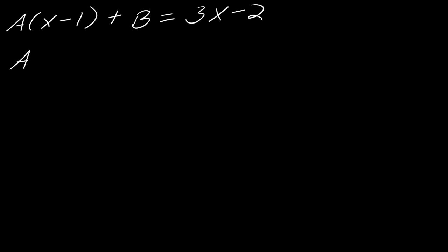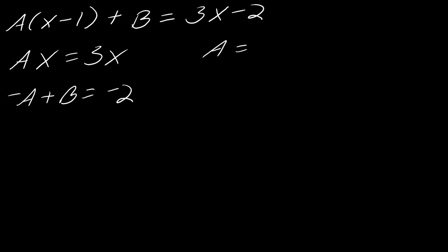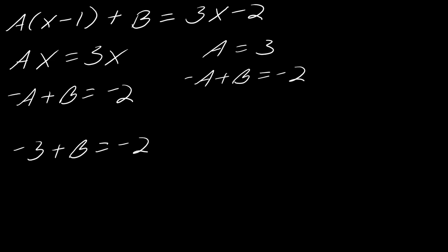And so let's see, I have a x will equal 3x, and -a plus b will equal -2. And so then I can compress this into a equals 3 and -a plus b equals -2. And now as you can see, this actually already told us what a equals, so then I just have to solve for b. So I have -3 plus b will equal -2. So if I add the 3 to each side, I'll get that b equals 1.